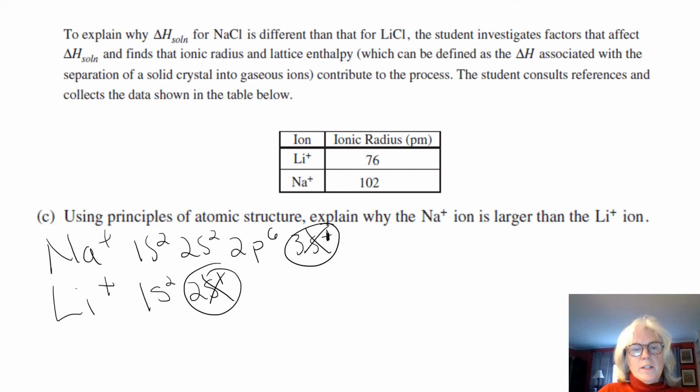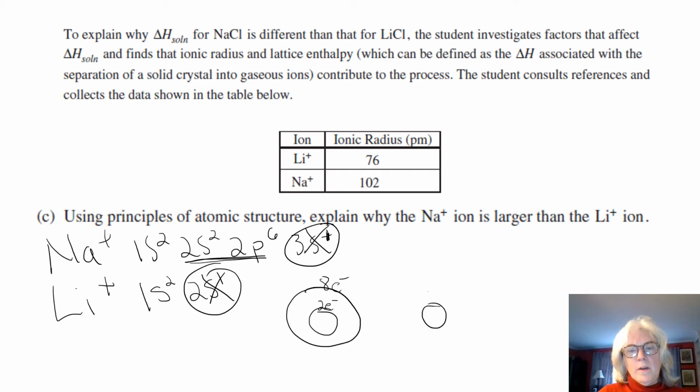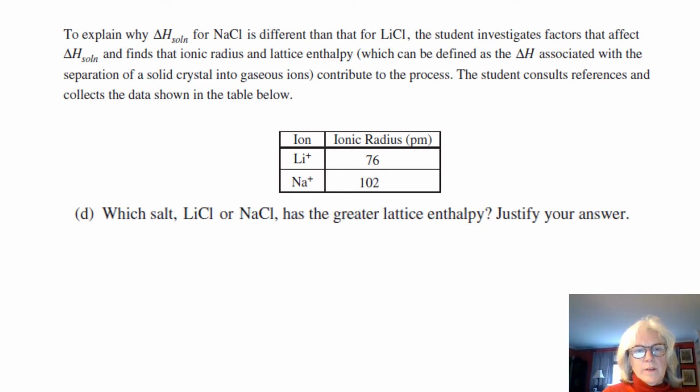So you'll notice that we've got an entire new energy level for sodium. The sodium ion is going to have 2 electrons on that first energy level and 8 electrons on that second, whereas lithium only has the 2 electrons. So this is obviously bigger than that one, and that explains why the sodium ion is bigger, based on what we know about electron configuration.